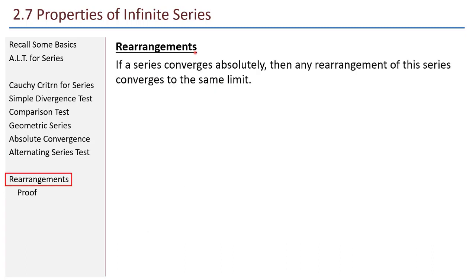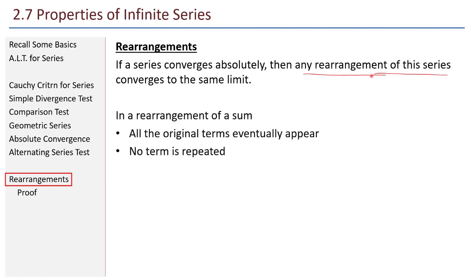Well, that brings us to our last result, and it's a big result, and it's kind of cool. It's big in the sense that it's really fascinating. If a series converges absolutely, then any rearrangement of this series converges to the same limit. What do I mean by a rearrangement of a series, a rearrangement of a sum? That's when all the original terms appear eventually, and no term is repeated. That's a rearrangement of the terms in a series.